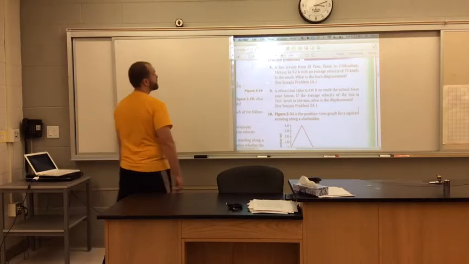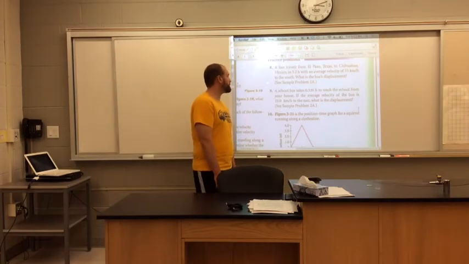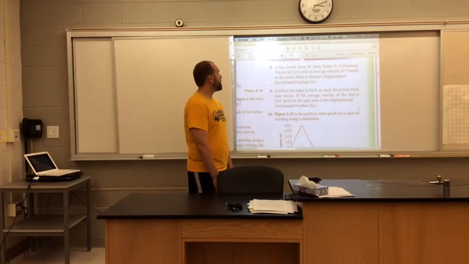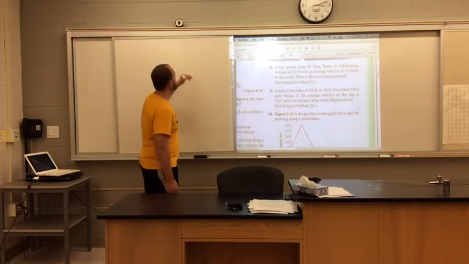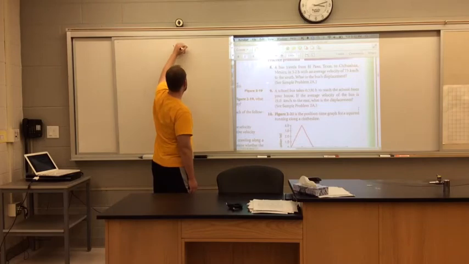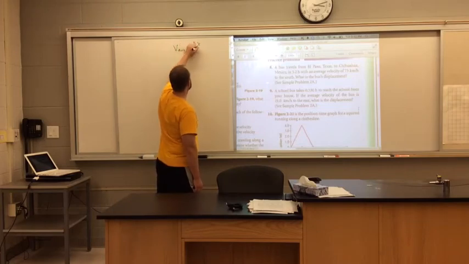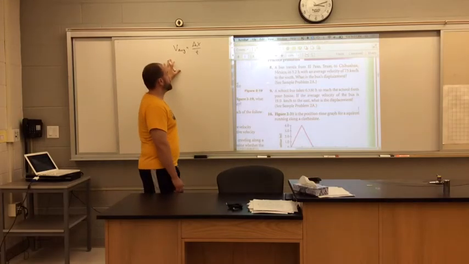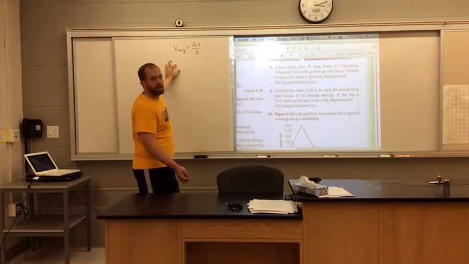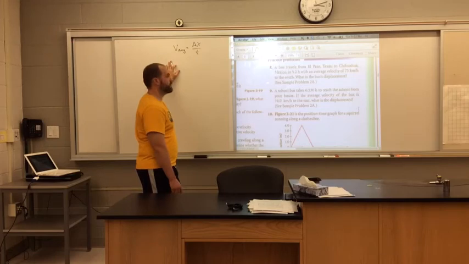A bus travels from El Paso, Texas to Chihuahua, Mexico, I like saying that, in 5.2 hours with an average velocity of 73 kilometers per hour to the south. What is the bus's displacement? Pretty simple problem. Here's your equation. Average velocity is displacement over time. The reason we can use this very simple equation right now is there's no acceleration we've got to deal with. When there's no acceleration, you're dealing with your average velocities, you can use this equation.